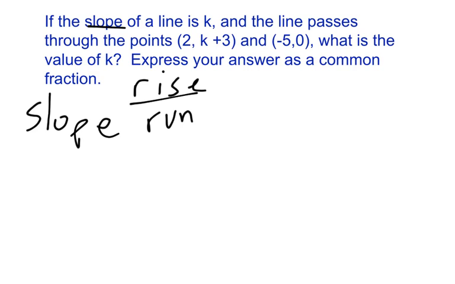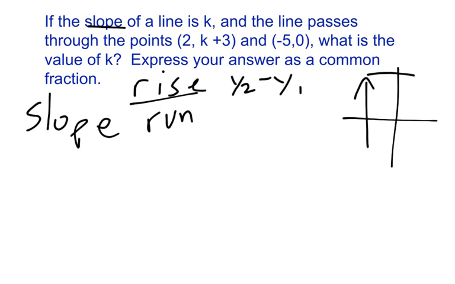and on a graph, the way we would get rise over run would be to subtract the y values, so we would say y2 minus y1, so that's how much it goes up, over how much it goes across or it runs, and that would be subtracting the x values. So the second x value minus the first x value.